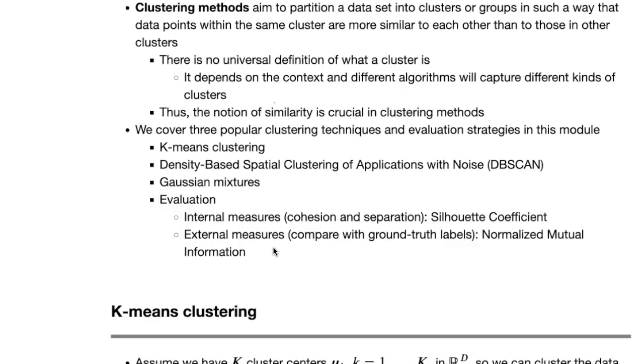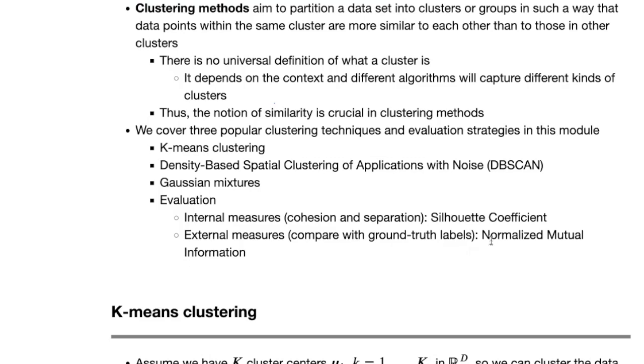And then for external measures, there are obviously different ways of analyzing the alignment between the true labels we have in our ground truth data set and the predicted clusters. One approach is normalized mutual information, which is a very nice technique. The reason I like it is that it's a metric from 0 to 1, 1 being the best, meaning that higher scores are better.